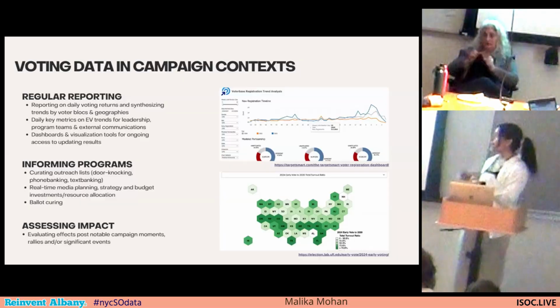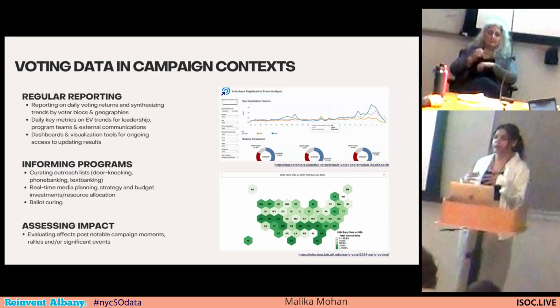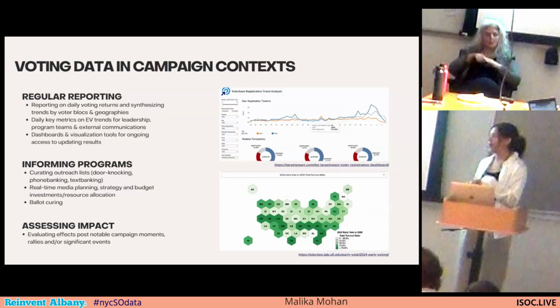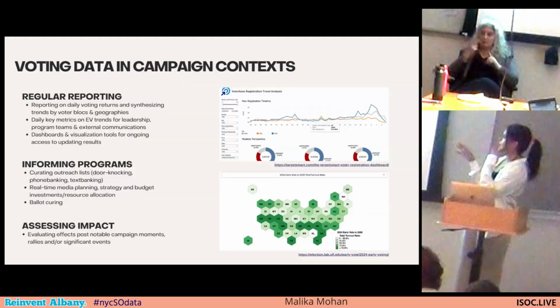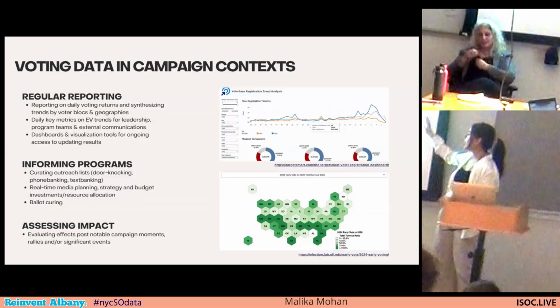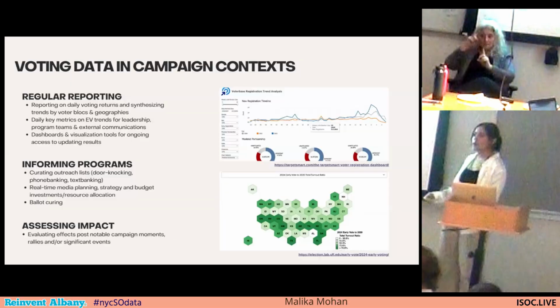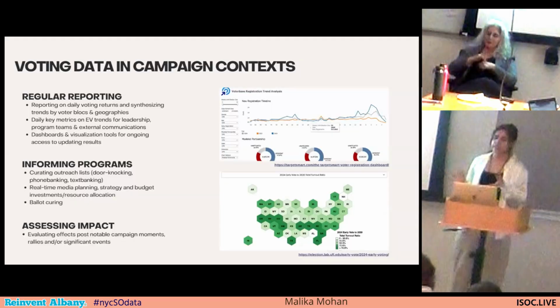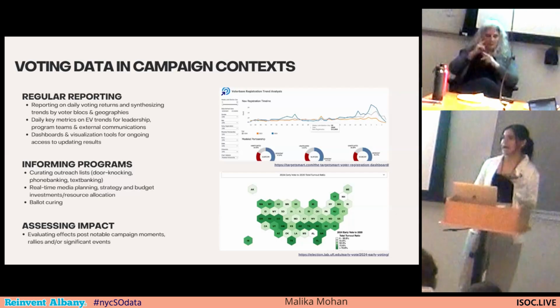We also built dashboards and visualization tools layered on top of the data for ongoing access to those updating results. And the graphics on the right here are examples that other organizations have created, such as Target Smart and the Election Lab of Florida, where they similarly used this early voting data to create these dashboards and visualizations so folks can have access to the voting information.